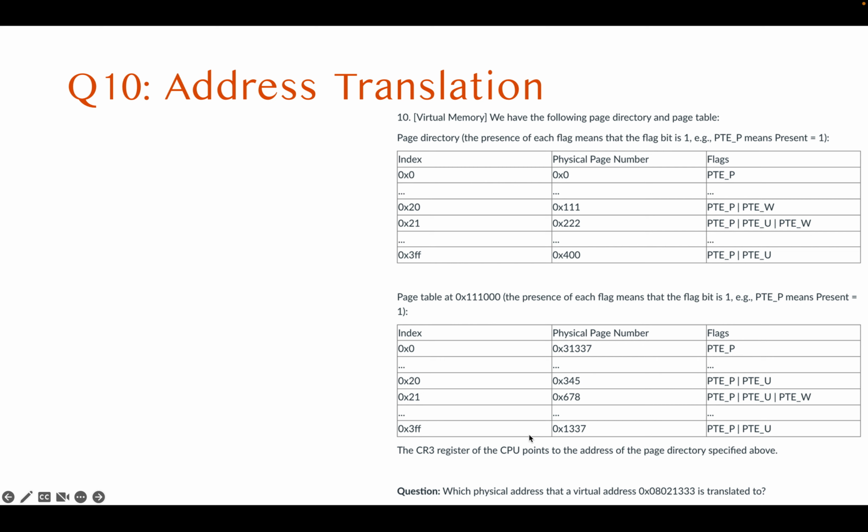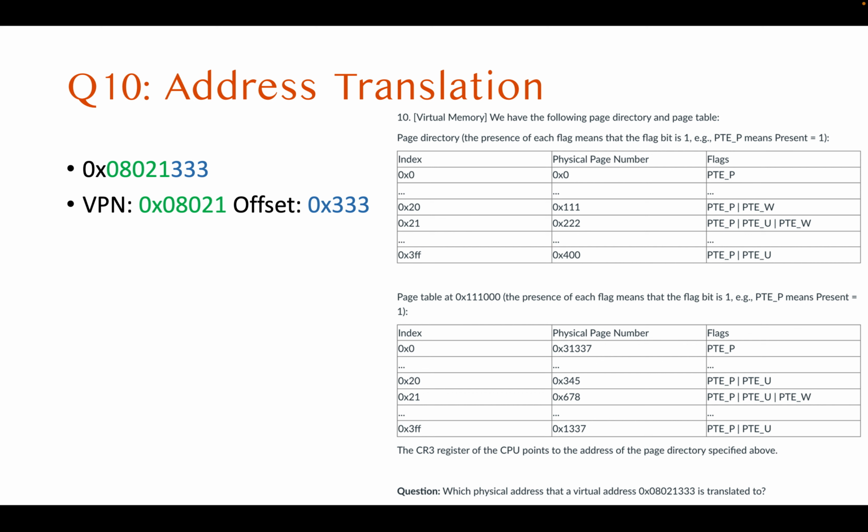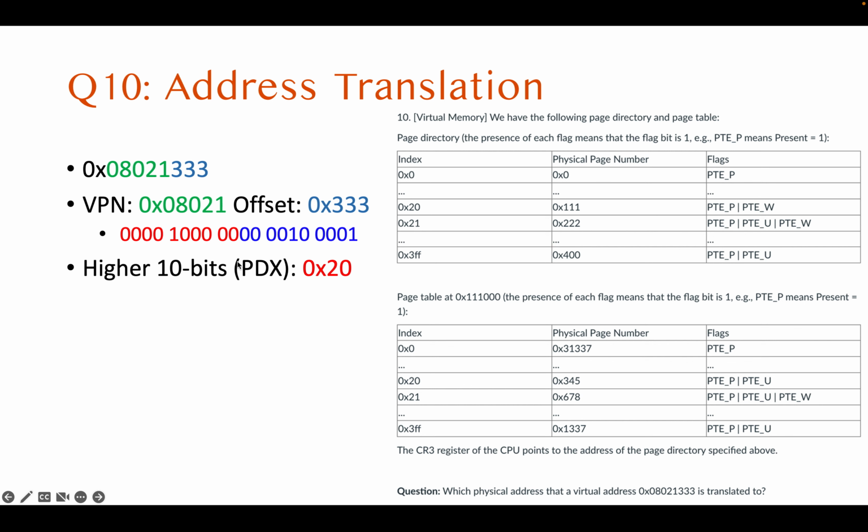And then question 10 is about translating a different address. So the address is 0x8021333. Let's do the same thing. The last 3 digits are the offset, and the first 5 digits are the virtual page number. Write it as 20 bits for the virtual page number, and then split in the middle, and now we get the page directory index as 0x20, and the page table index as 0x21.